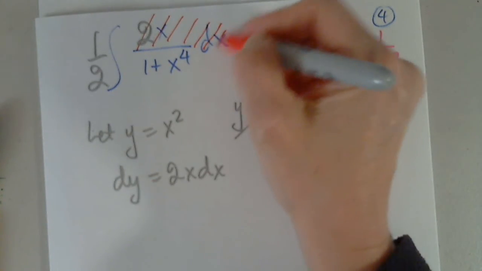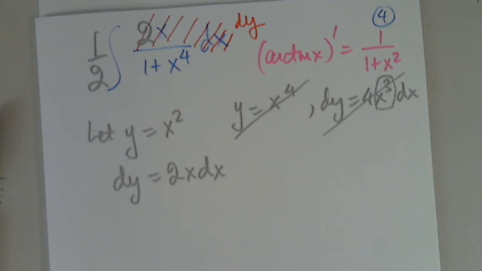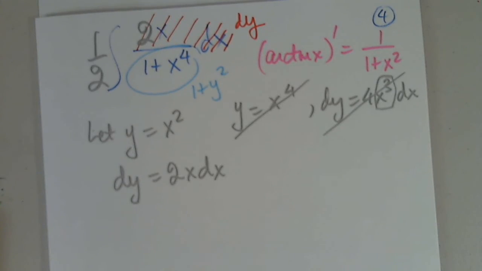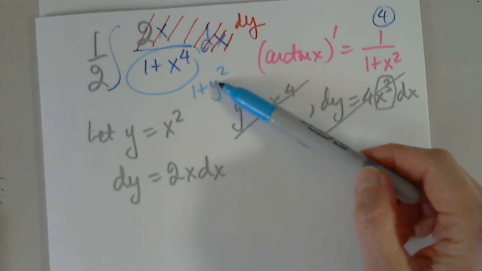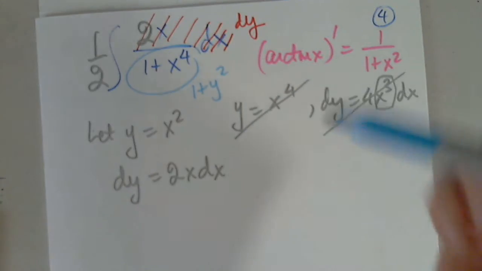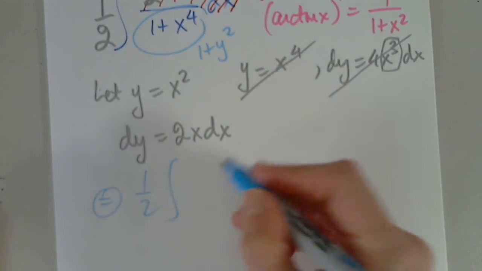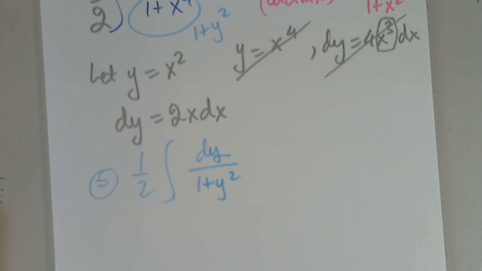This piece will be dy. The denominator will be 1 plus x squared, 1 plus y squared, because if y is x squared, x to the fourth must be y squared. And I kind of see where I'm going. So now the new integral is 1/2 the integral of dy over 1 plus y squared. That's what I was hoping for when I saw something like that.